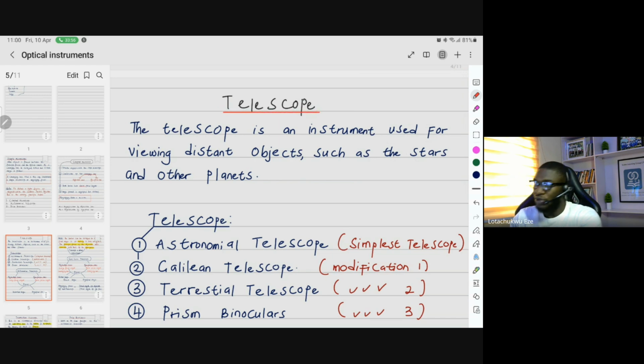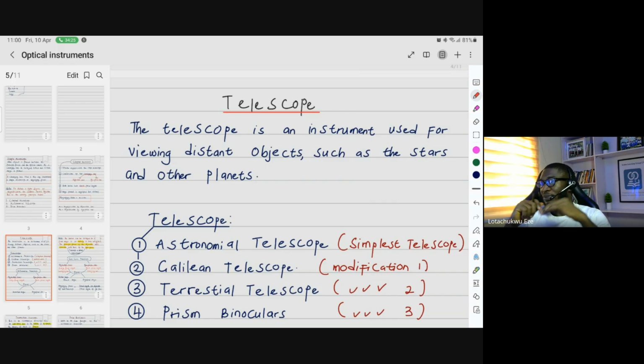Now, a telescope is an instrument that is used for viewing a distant object. It is kind of long. I don't know if you've seen those things. If you watch military movies so much, some of those old military movies, you see those long ones, very long, not the small one. There's a long one they normally use, right? They use it to view distant objects such as the stars and others.